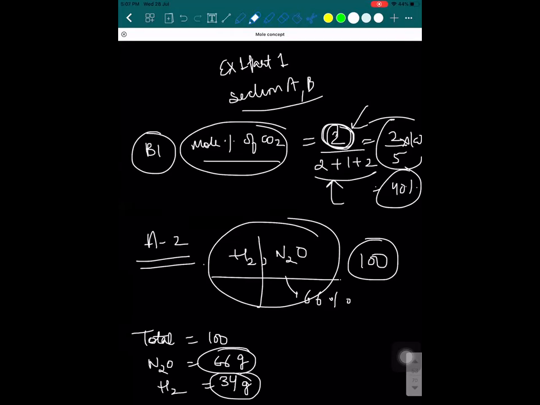Can't you calculate the moles? And you calculate the average. 66 divided by molecular weight of N2O is 14, 14, 28, 16, 44. And hydrogen is how much? 34 by 2. You calculate the moles. If you get the moles, you will calculate the M average, isn't it? Yes or no?